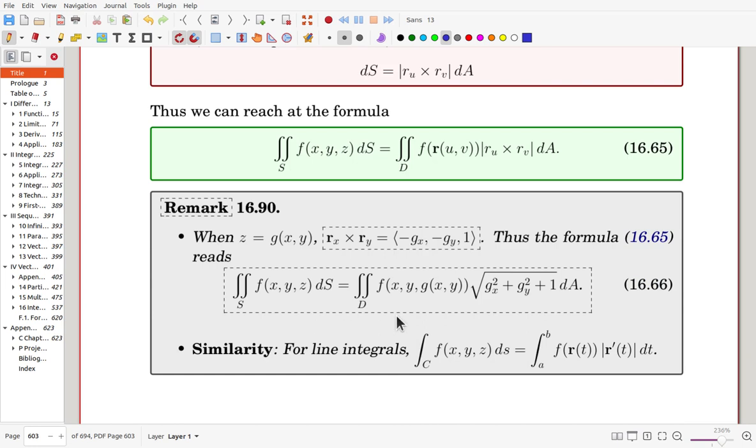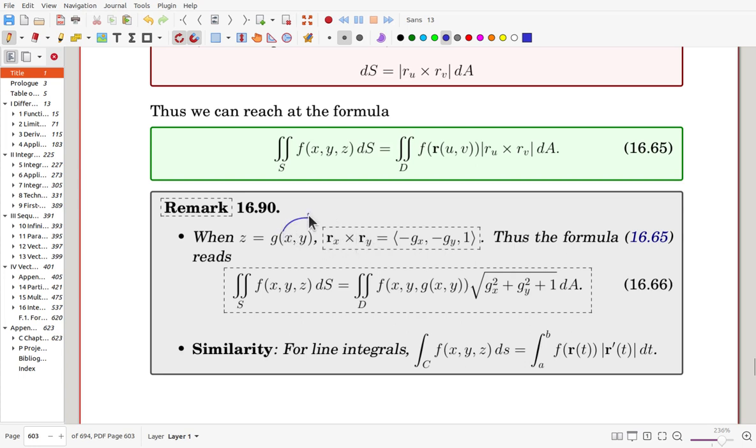Particularly when the surface is given by an explicit function z equals g(x,y), then r_x cross r_y will be (-g_x, -g_y, 1). You may think of this one in this way. Anyway, that one is a normal vector.